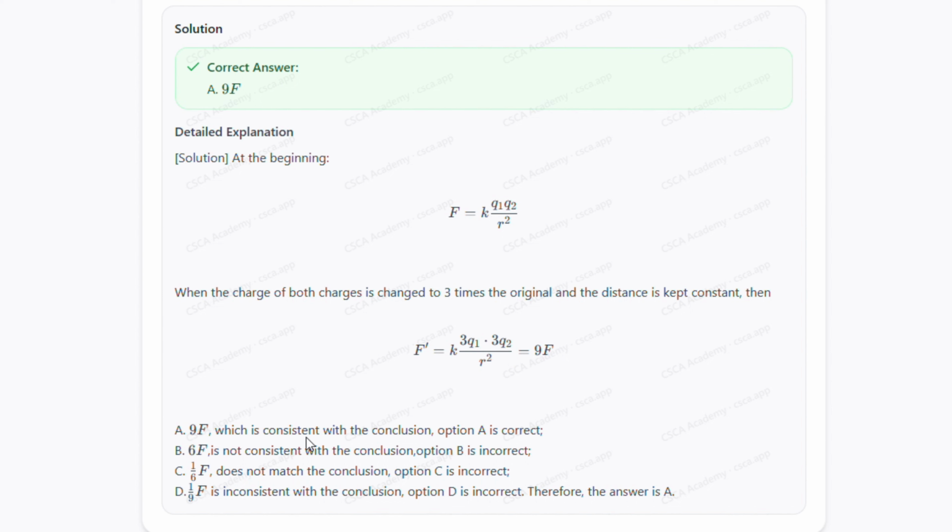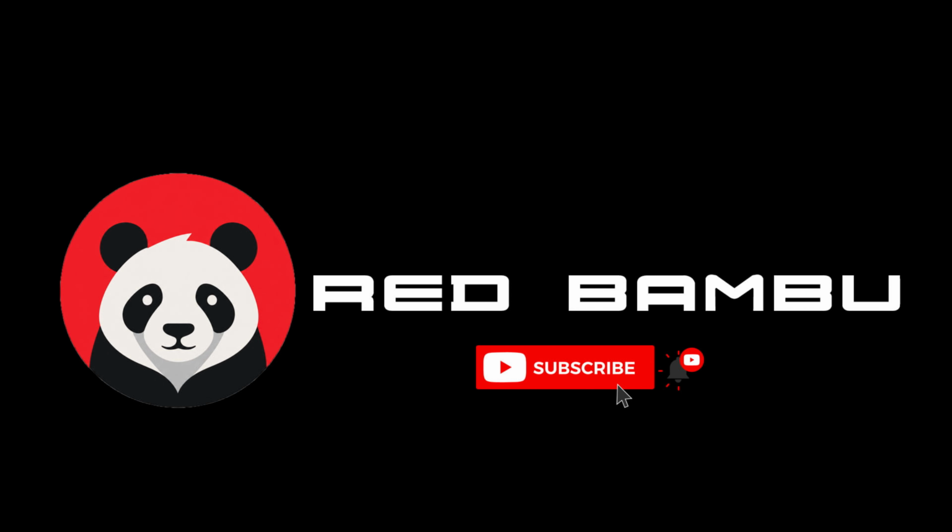between them. Now, according to the question, both charges are increased to 3 times their original values, while the distance remains unchanged. And that's the solution. By applying Coulomb's law, we found that when both charges are tripled while the distance remains constant, the electrostatic force becomes 9 times greater than the original force. The correct answer is option A, 9F.